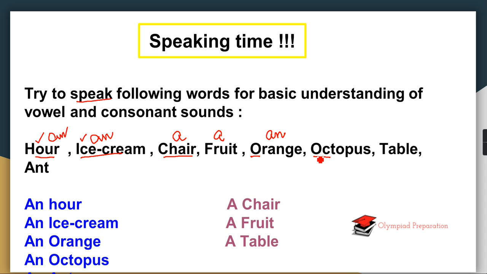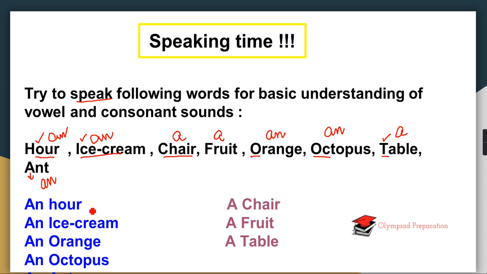Octopus starts with a vowel sound. So, we will write an before octopus. Table. T is a consonant sound. T is producing a consonant sound here. So, we will write a table, right? Next is ant, the a sound is a vowel sound. So, it is preceded by an.